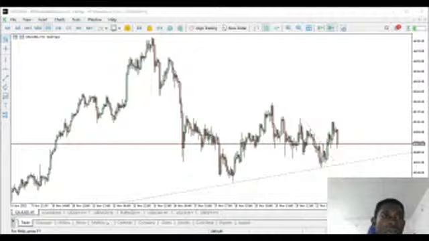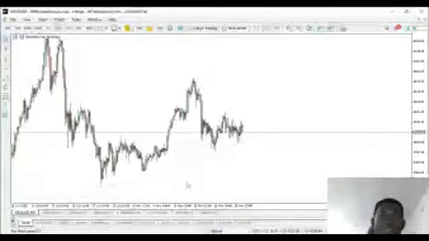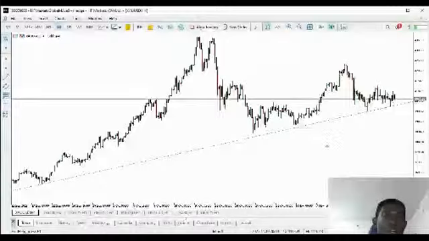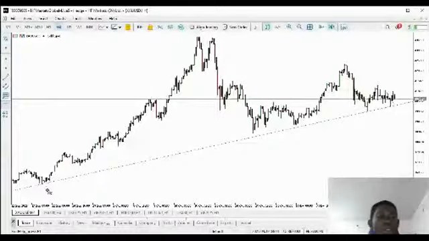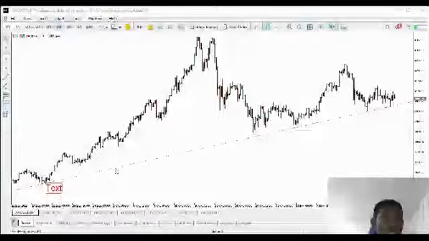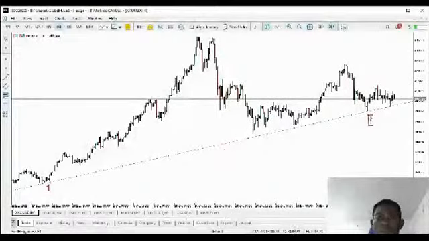Look at what happened today. So we have this trend line on my screen. You have the point one. Today we have your point one. Then we have your point two.